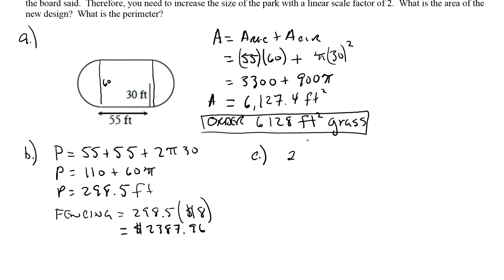So the area is going to change by a factor of 2 squared. So we would say 2 squared times our area, and our area was 6,127.4. So that's going to be 4 times 6,127.4. So this is equal to 24,509.6 square feet.